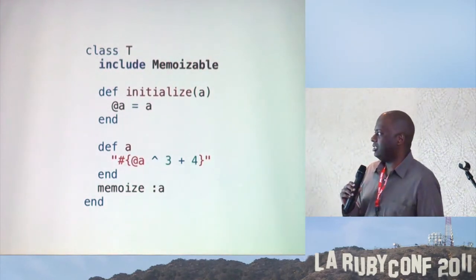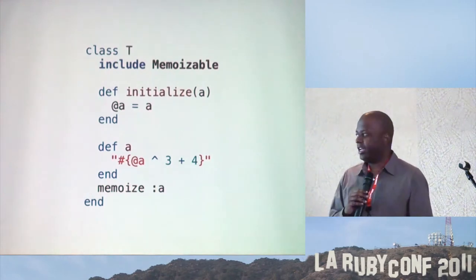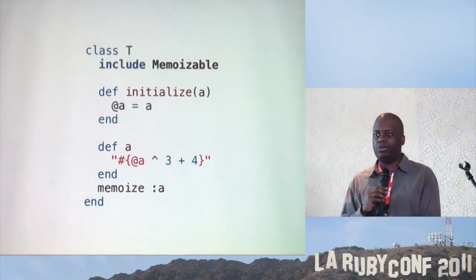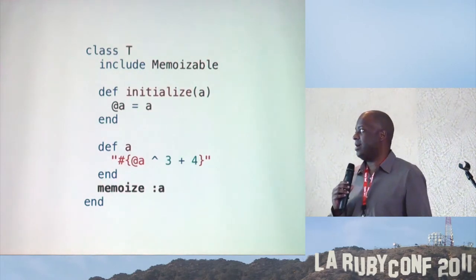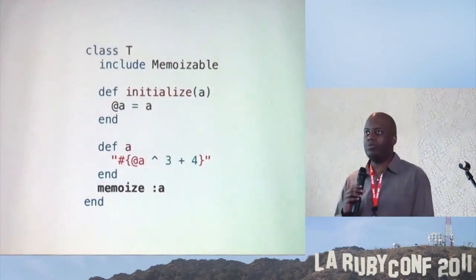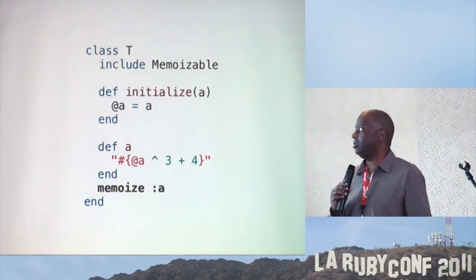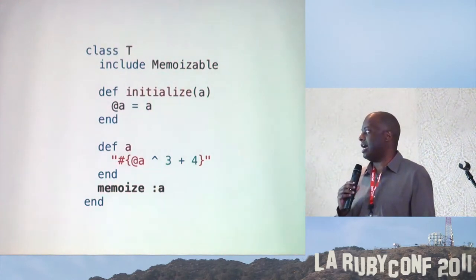So basically what this is doing for the uninitiated is we are saying that we're going to include this module named Memoizable. And we're memoizing this method A. So it'll only be run once in the invocation of this class or this object.